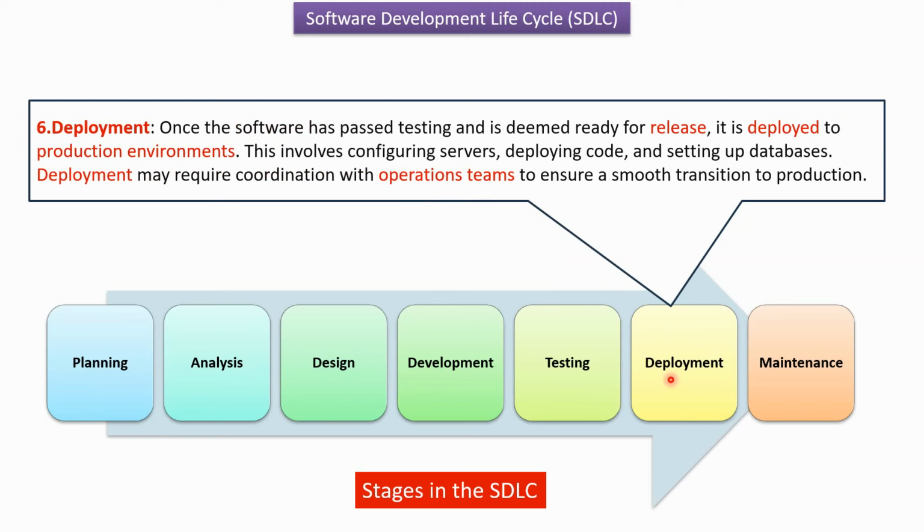Sixth one is deployment. Once the software has passed testing and is deemed ready for release, it is deployed to the production environment. This involves configuring servers, deploying the code, and setting up databases. Deployment may require coordination with operations teams to ensure a smooth transition to production.